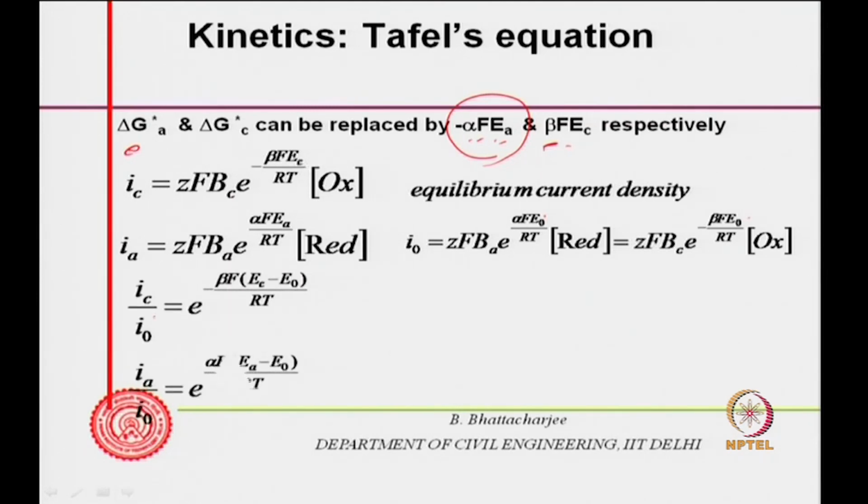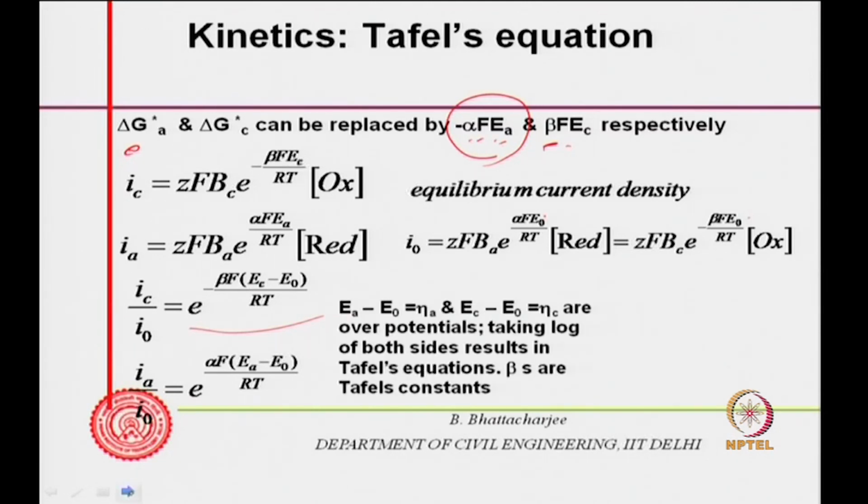And then if I write IC by I 0, when it is not at equilibrium, at any other current when there is a net current flowing, IC by I 0 can be written like this, because ZF will cancel out, it will be left with e to the power beta f EC minus E 0 and EA minus E 0. So, if I shift it from an equilibrium potential to some potential, by giving additional activation energy, this sort of relationship will be followed.